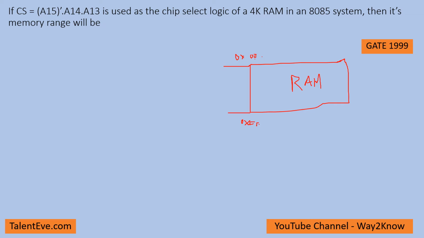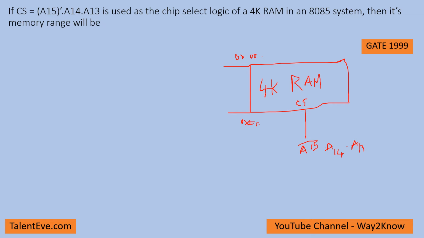The only thing that is known is there is a chip select for this, and this chip select is derived from the address bits. That means A15 bar into A14 into A13. As this is a 4K RAM, definitely there will be some address bits to select this 4K. At least the minimum address bits are required, right?